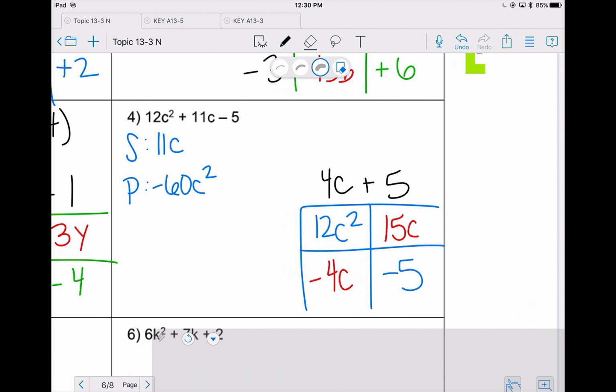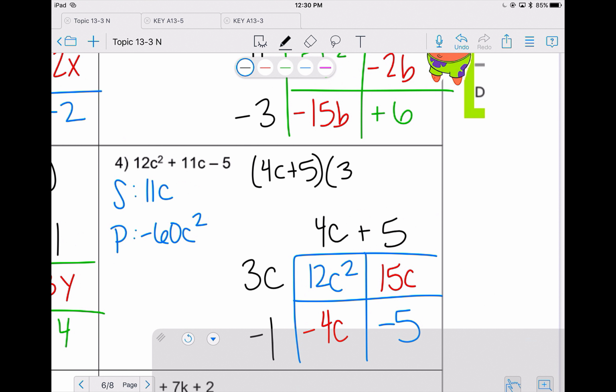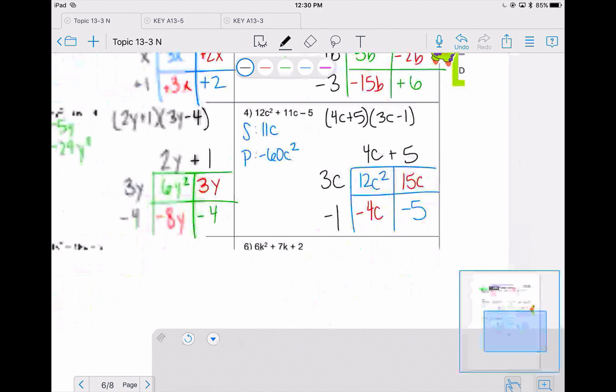12c squared and 15c share a 3 as well as a c. Negative 4 and negative 5 share a negative 1. Quick check. 4c times 3c is 12c squared. 5 times negative 1 is negative 5. So my factors are 4c plus 5 and 3c minus 1.